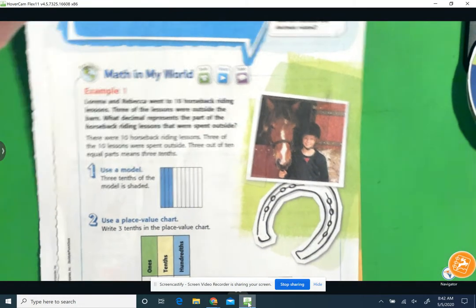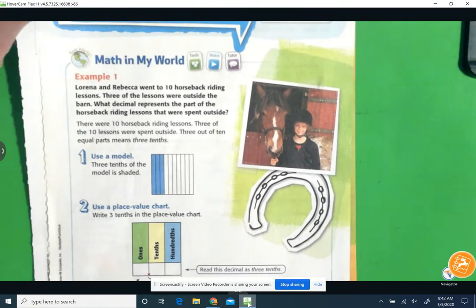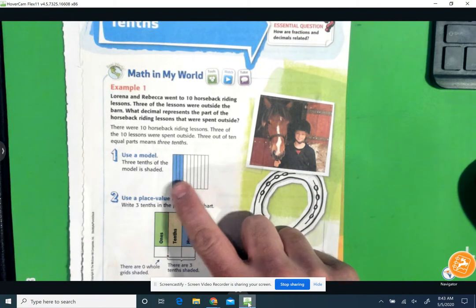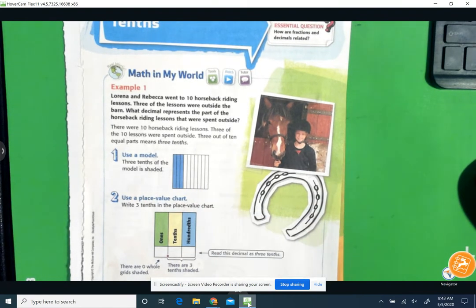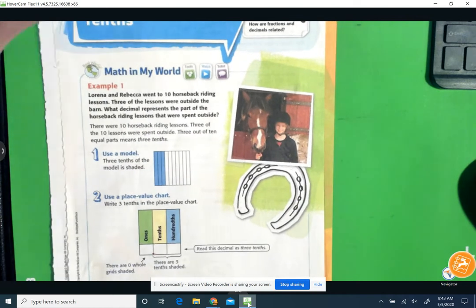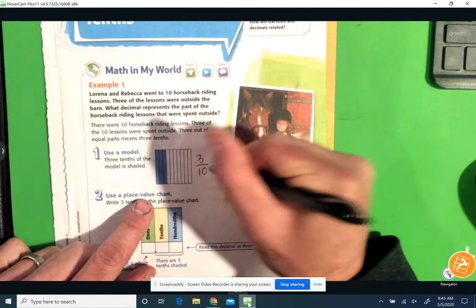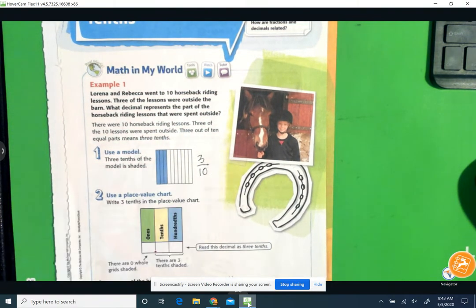So looking at our example that we have on the front here, we're talking about some friends, and they like horses, and they go horseback riding, and they had some lessons, and there were 3 of them that were outside the barn. Looks like the other 7 lessons were probably inside the barn, brushing the horse, feeding them, watering them. But 3 out of those total of 10 times, they were outside. Okay, so we would name this 3 tenths of the lessons were outside.